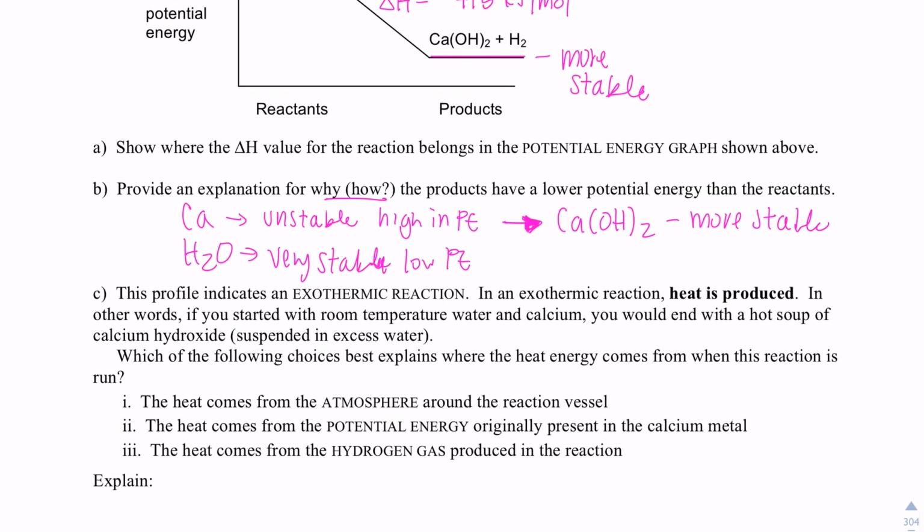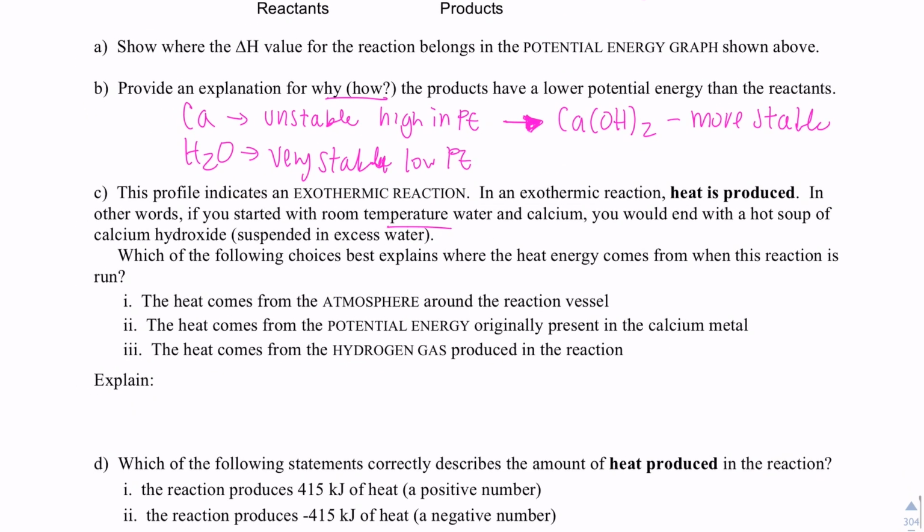This profile indicates an exothermic reaction. In exothermic reactions, heat is produced. In other words, you'll start off with something that's room temperature, and then you'll end up with this hot, soupy, white suspension at the end. So which of the following choices best explains where the heat comes from?